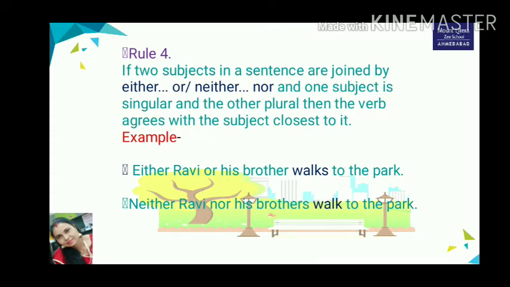In the second sentence, neither Ravi nor his brothers walk to the park. In this sentence also we are using neither and nor, and we have two subjects, Ravi and his brothers. So the nearest subject is brothers. This subject is plural, so we use a plural verb here, walk to the park.